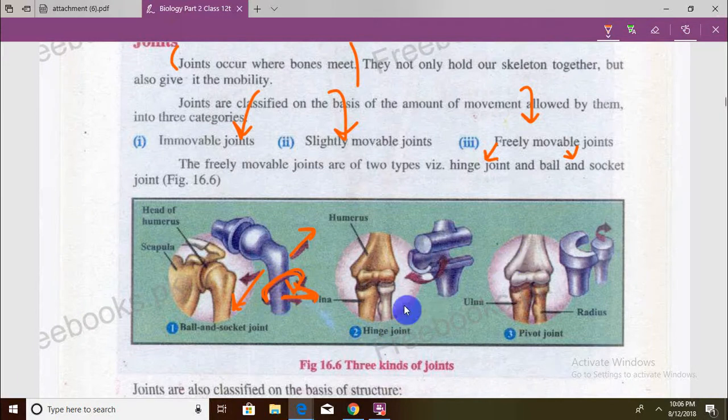As for the hinge joint, you can only do it like this. You can move it like this or like this. It is just the same amount of movement that a door has, because you can either move a door this way or that way.